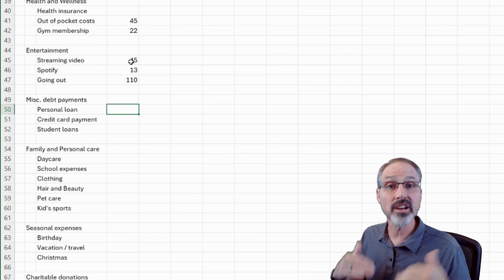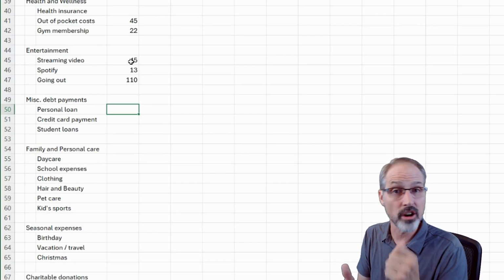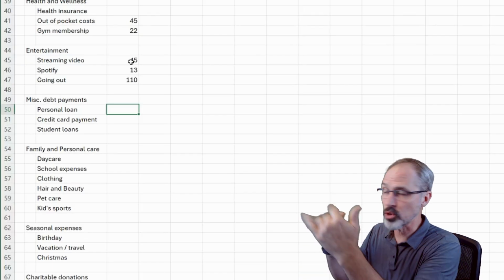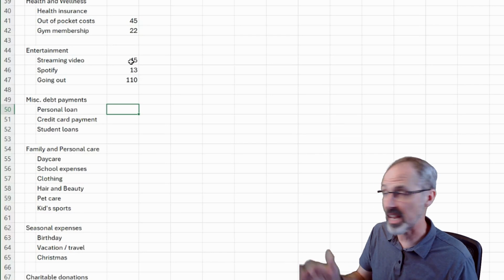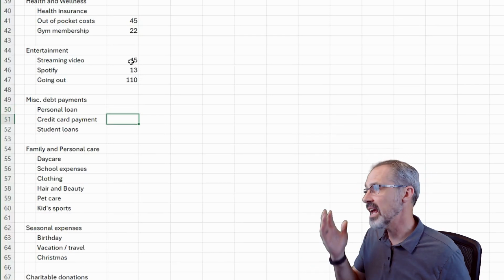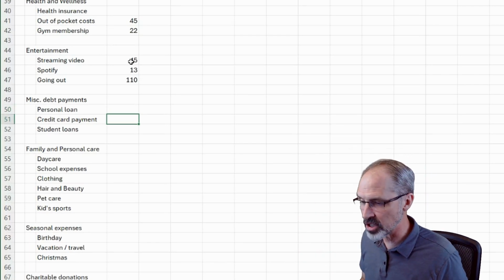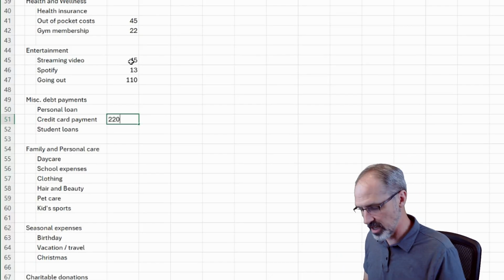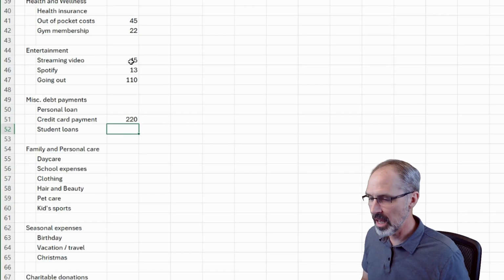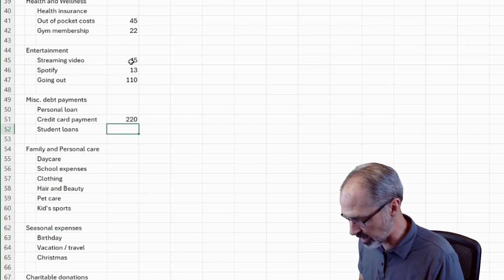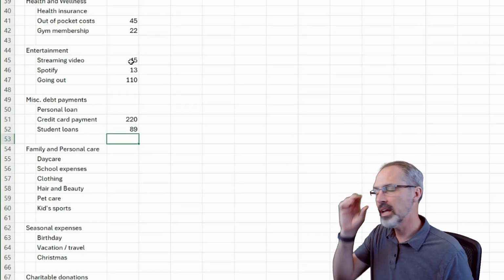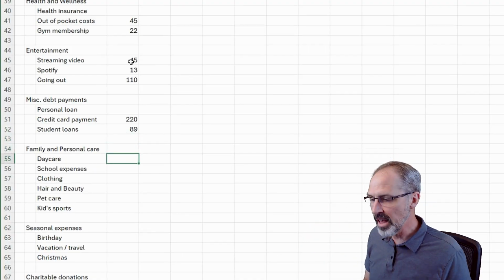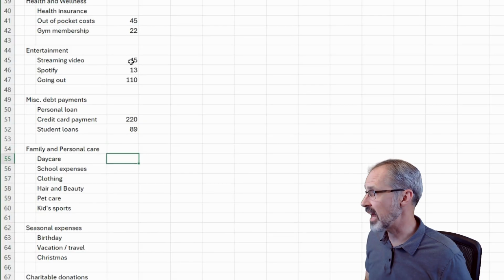And so because they're carrying a balance, they've stopped using the credit card for their daily purchases like they used to. They're now using a debit card, which is why it's easier to track some of these things out of this account. But that's something to keep in mind. And because they have an $8,000 credit card balance, their minimum due payment is $220. They do have a student loan payment of $89 a month right now, and that's kind of the extent of the miscellaneous debt. They do not have any kids in daycare right now.